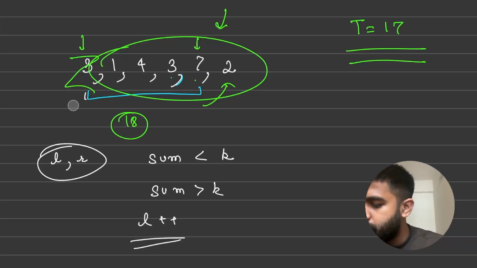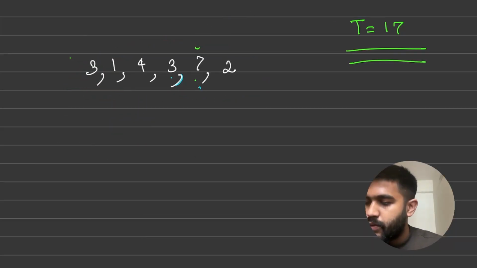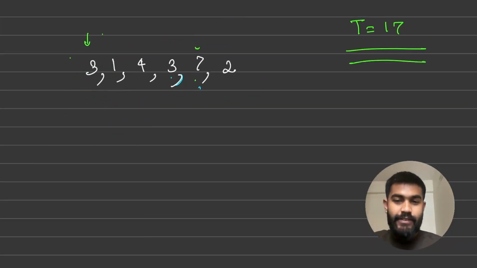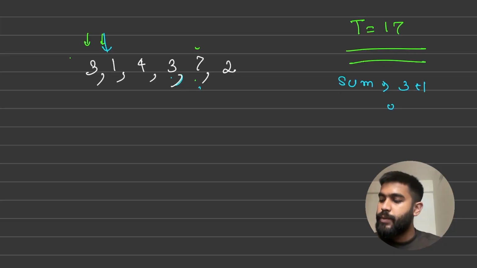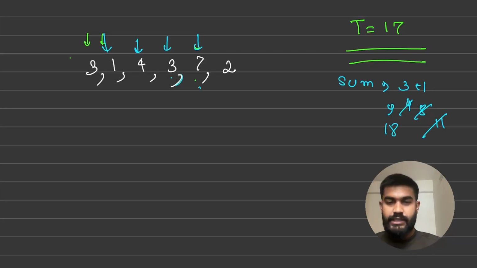I would just explain you more. We would have a left and a right pointer, both pointing to 3. As of now the sum we have is 3. Then we know that 3 is less than 17, so we move forward, include 1 to it, it makes it 4. 4 is still less, we move forward, make it 8, then again move forward, make it 11, and then again move forward, make it 18 itself.